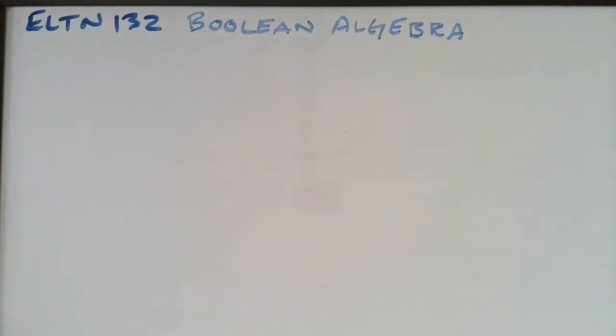Okay, welcome to ELTN 132, Unit 3. I'm going to be talking a little bit about Boolean algebra here. I want to go over a few of the rules because some of the terminology, the first time you see this, might look a little weird. So let's take a look at an example here of some of the rules with OR gates as examples.